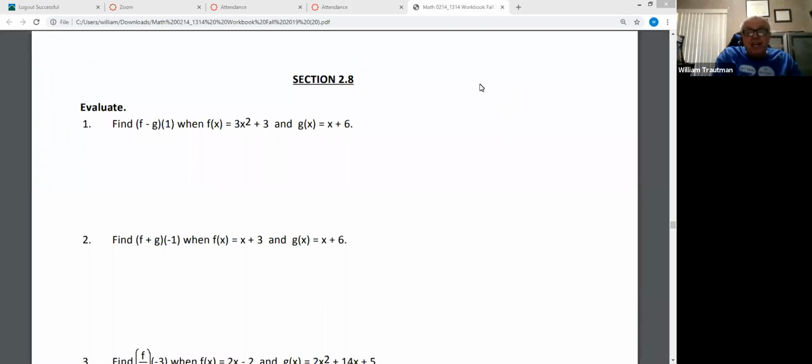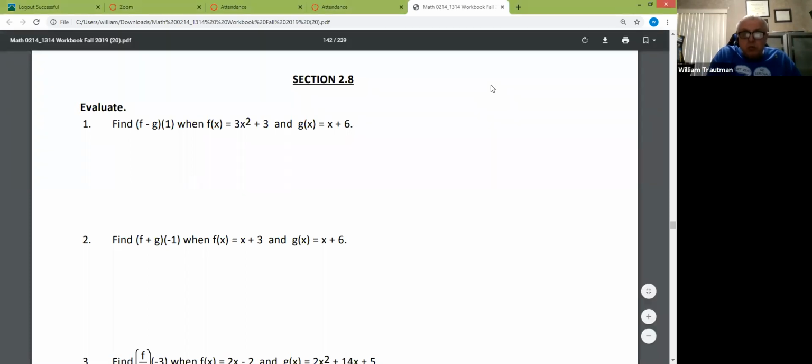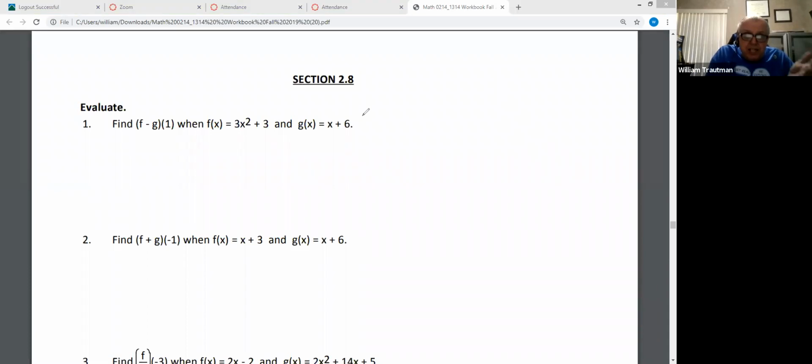Section 2.8. This section is titled Functions and Operations with Functions. It's pretty much everything that we've done already. We've done evaluating, and a lot of this is evaluating. So let's look at this part.